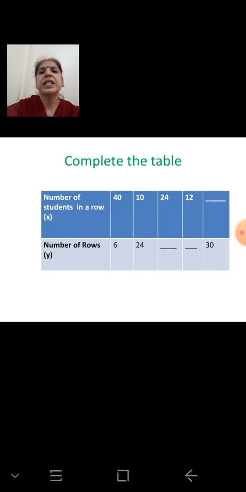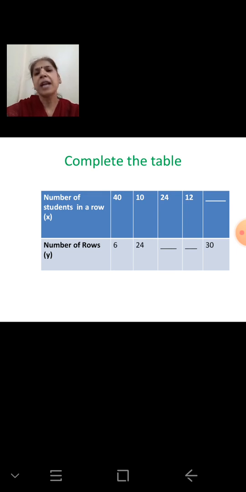Now, here is one table, and it is about the number of students in a row and the number of rows. When you go for a drill, for PT, we are asked to stand in a row. So that is the number of rows. Now, the number of students in a row: how many students are there? So you are made to stand in a row.